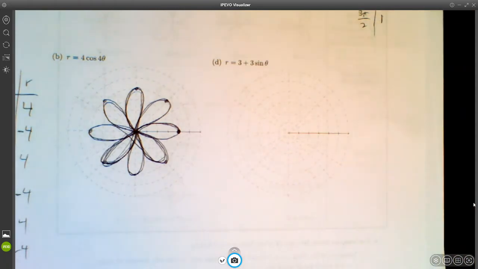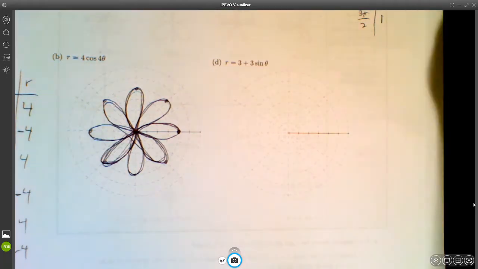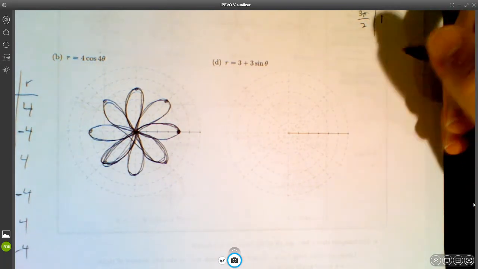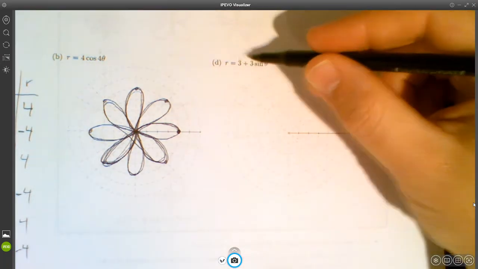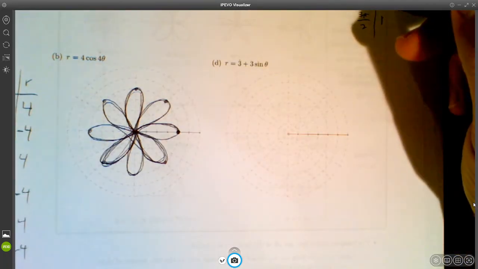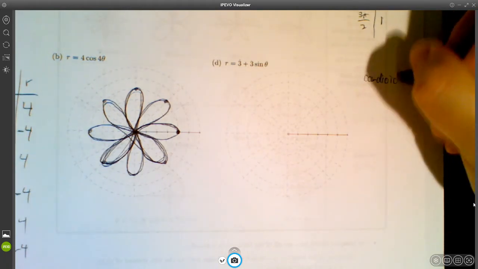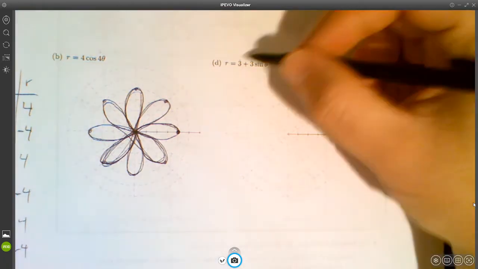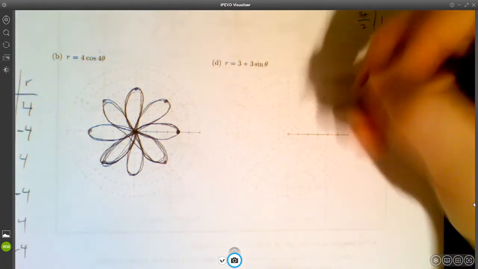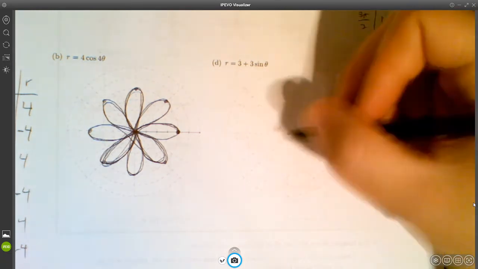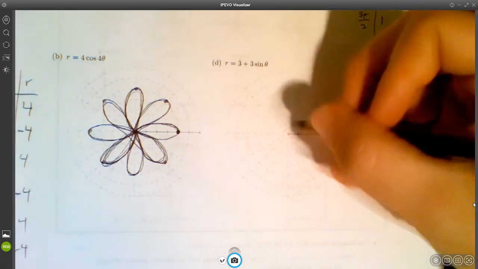Okay, see if you can do part D on your own. So give this a pause, see if you can figure out what part D is, what it should look like, see if you can graph it. Okay, part D is a cardioid. I mean, it's a limacon, but more specifically, it's a cardioid because A over B equals 1, right? So A and B are the same thing. So this is a cardioid. And since it's a 3 plus 3 sine theta, it's going to bulge up. So in other words, it's going to be like an upside down heart.